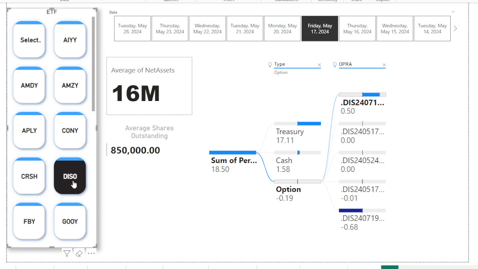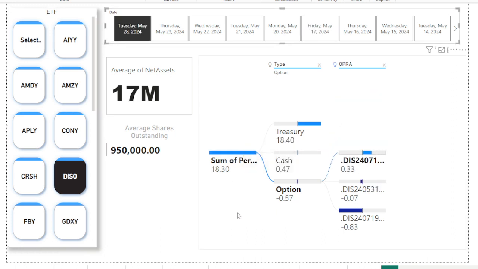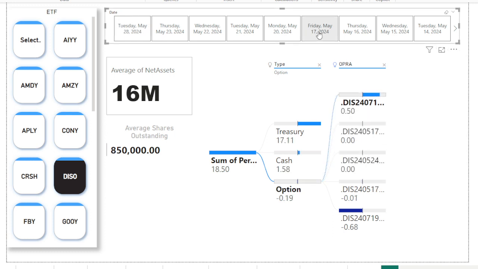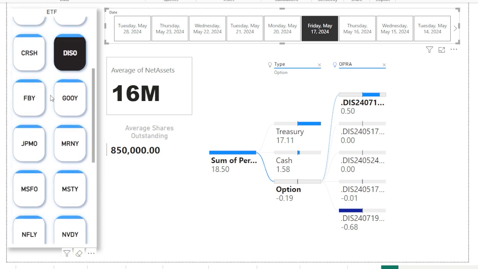And then DSIO, so 16 million, $18.50 for the share price, and then a 19-cent credit. So let's see what they have here. All right, so that's a nice little increase for Disney DSIO. The share price went to 18.30, and then the credit collected went to 57 cents. So any increase is a nice thing.